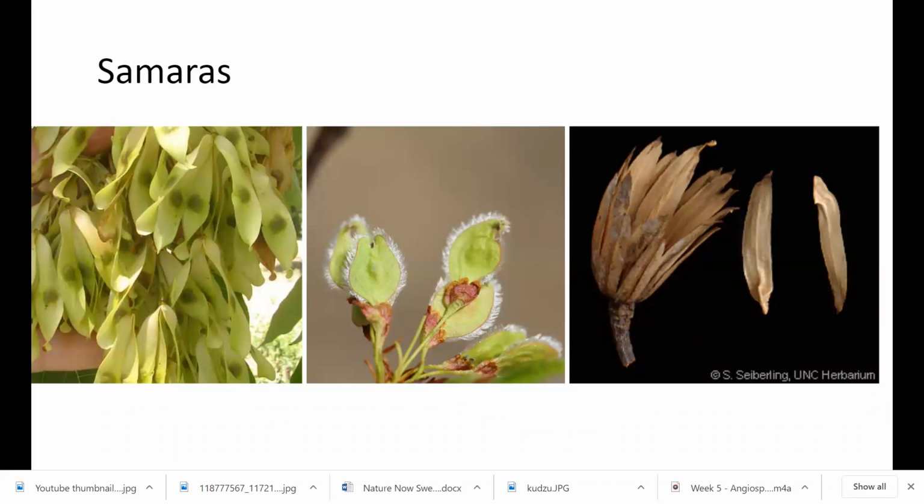And then some other examples of samaras. So do you know, and these are fruits that you're quizzed on in lab, so this is a really good chance to practice these terms and review them. So what is the fruit that's on the far left? Do you know the fruit that's in the center? Do you know the tree whose fruit is on the right?